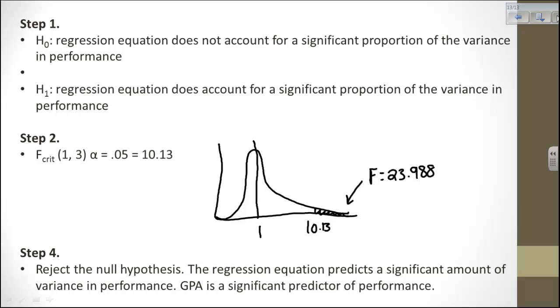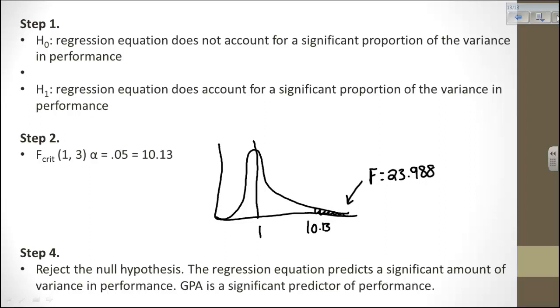So we know that there's a lot more variability in y that's being predicted by the relationship between x and y, or in this case the regression equation, than the variability that's not being predicted by the regression equation. So we reject the null, and we are supporting the alternative saying the regression equation predicts a significant amount of variance in performance, or in other words, GPA is a significant predictor of performance.